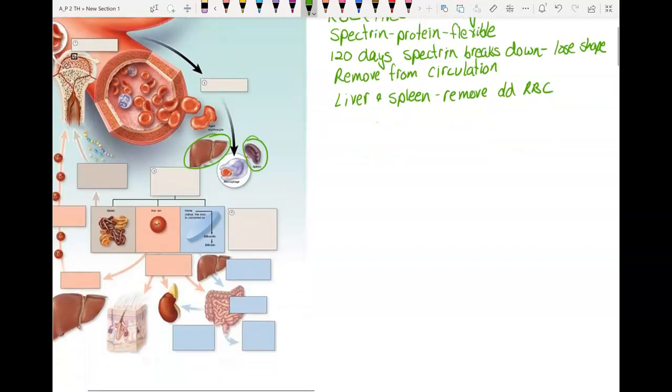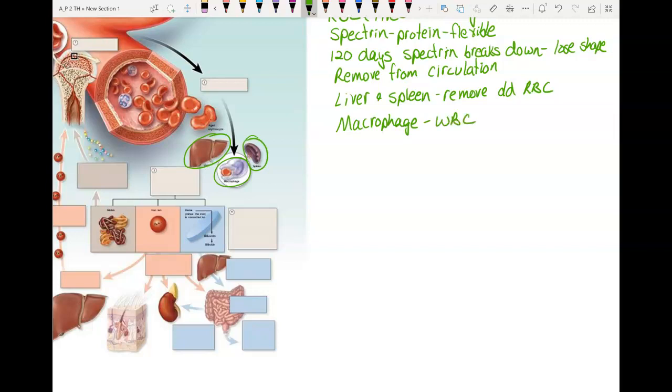Then within these two organs, you have cells called macrophages. So here's your macrophage. A macrophage is a type of white blood cell. And these cells, you can see there's the red blood cell, they eat the red blood cells. So this is called phagocytosis. They will actually engulf and break down the old red blood cells. And when they do, they break them down into three parts.